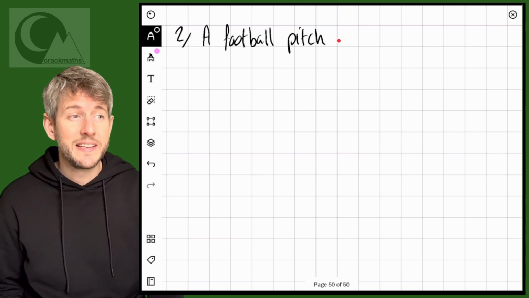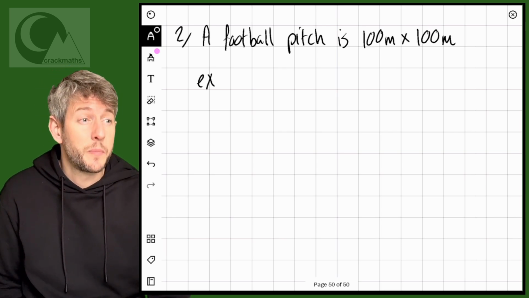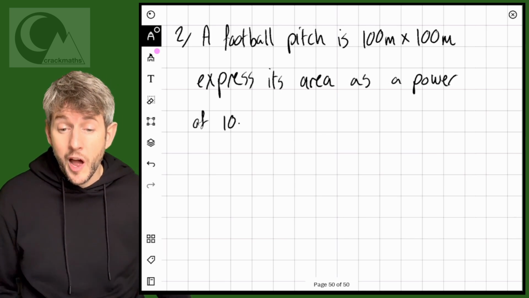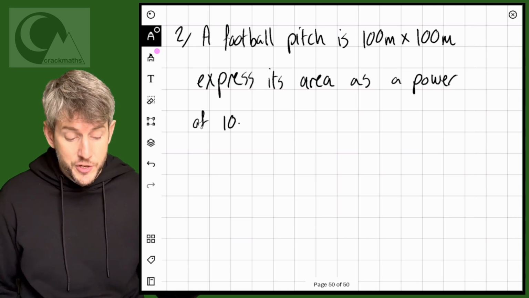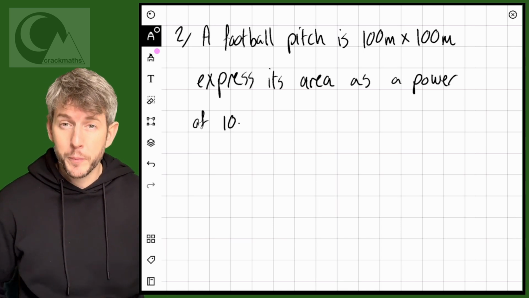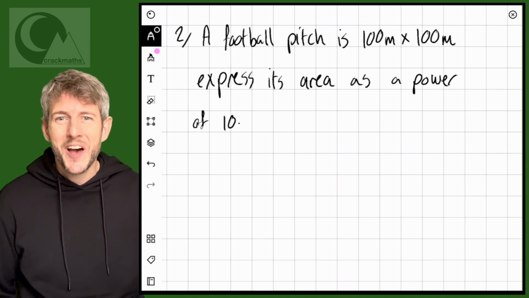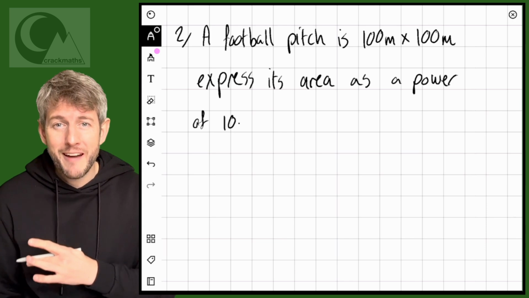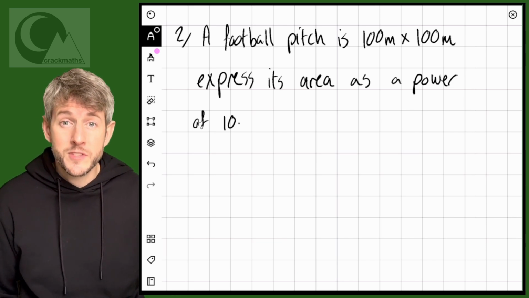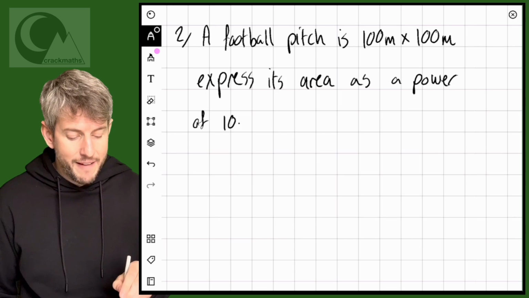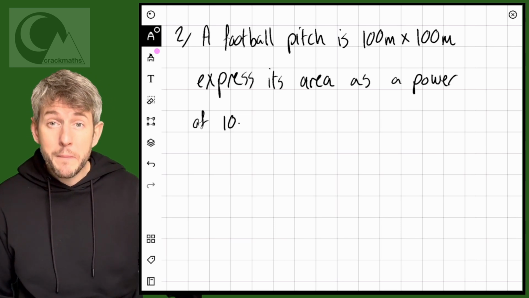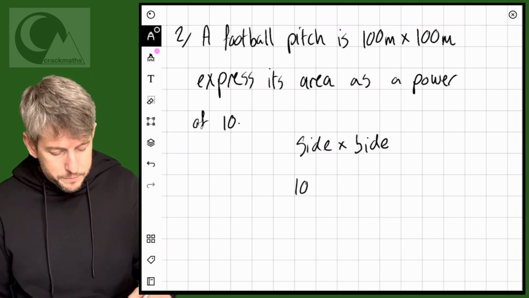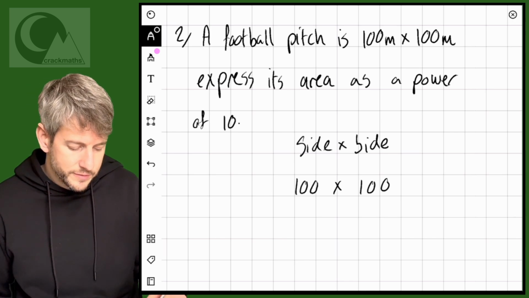Okay, so question 2 here says, a football pitch is 100 metres by 100 metres. Express its area as a power of 10. Okay, so from this, what we're going to have to assume is that the area of the football pitch, we're assuming it's a square, a massive football pitch in a weird shape. So we're assuming that the area of the football pitch is a square, and it's 100 times 100. Okay, they want its area as a power of 10. Okay, so remember the area of a square is side times side. So in this case, what we've got is 100 times 100.